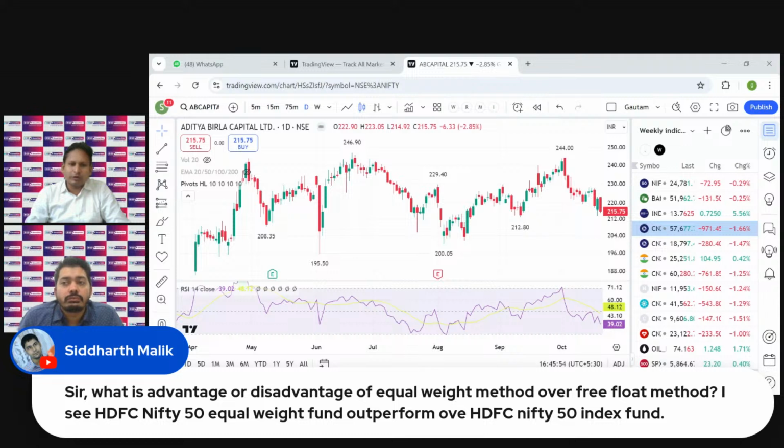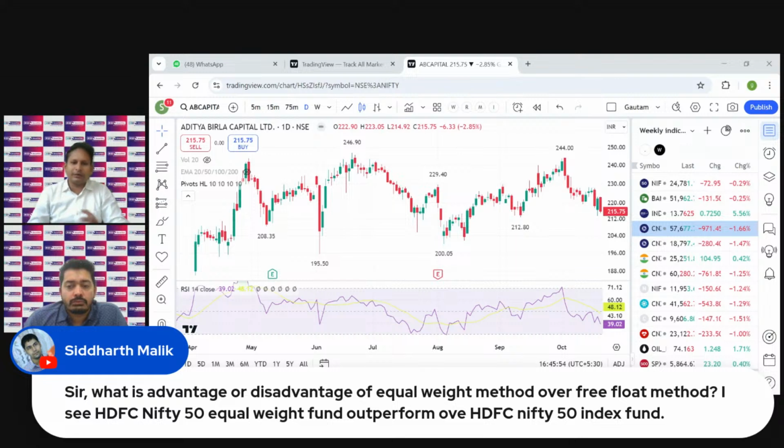Whereas if you look at free float, Reliance will have a weightage of 10% and HDFC 10-12%. So there is a lot of difference between the weightage of various stocks in a free float methodology and an equal weight methodology. Now let us take a scenario where Reliance and HDFC Bank are not performing and all the other 48 stocks are moving up. In that case, in the free float index you will not see any outperformance, because 20% of your weightage is not moving at all.